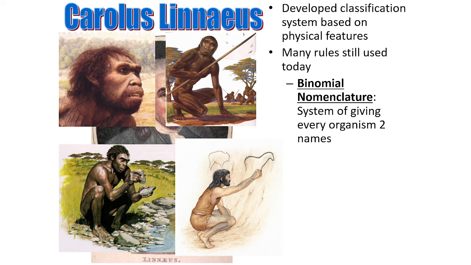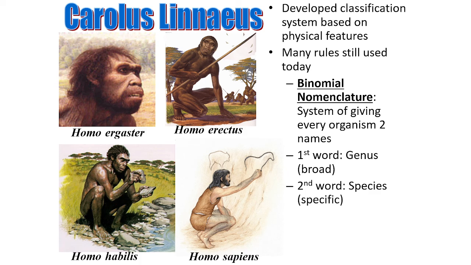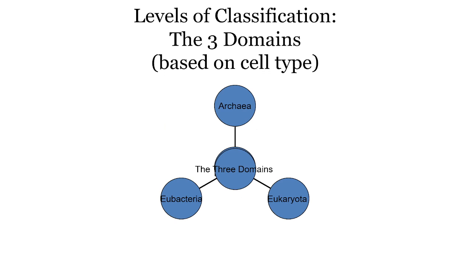It all started with Carl Linnaeus. He was a great researcher. He developed a classification system based on the physical features of plants. But then ultimately he tried to classify animals as well, whatever animals he saw during that time. Many rules are still used today, and binomial nomenclature is one of the rules that he gave us. The first word is the genus and the second word is the species.